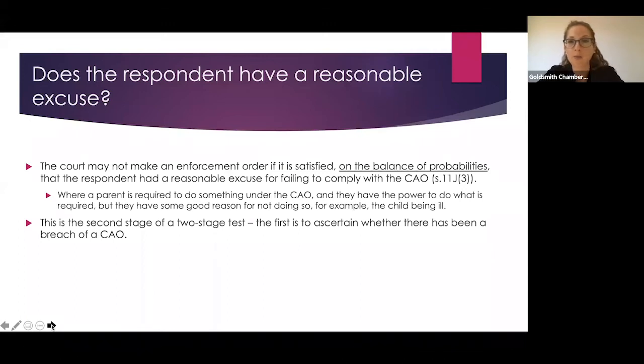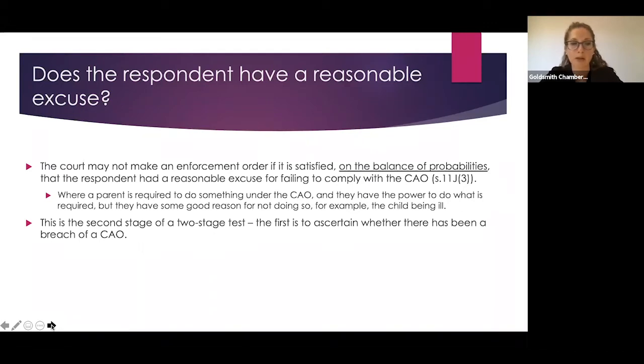In terms of examples of where the court might deem an excuse to be reasonable, the Court of Appeal has recently given an indication, for example, of a child being ill, a parent being expected to make that child available for contact, and the parent instead taking the child to a doctor or hospital instead of taking them to contact. The court has indicated that that may well be a reasonable excuse in the circumstances.